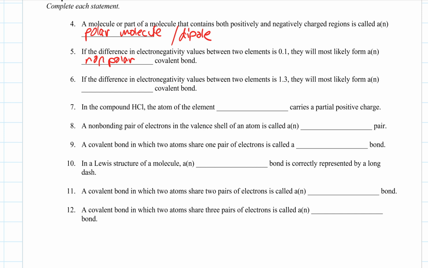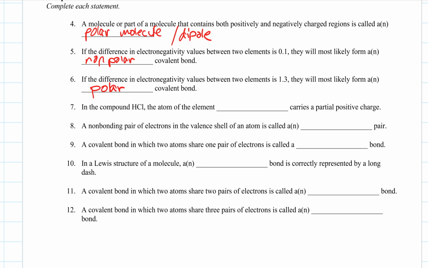Number 6, if the difference in electronegativity values between 2 elements is 1.3, they will most likely form a polar covalent bond. Now we've got a big enough electronegativity difference that the electrons are shifted from one element to the next.